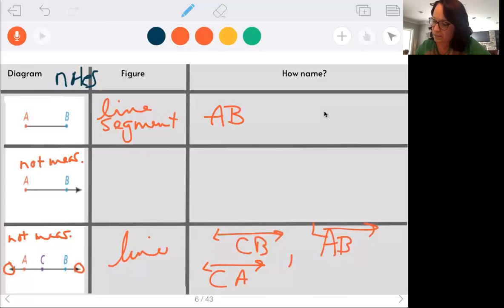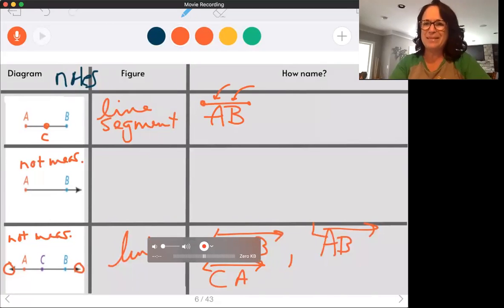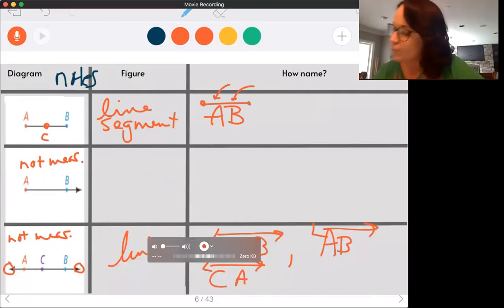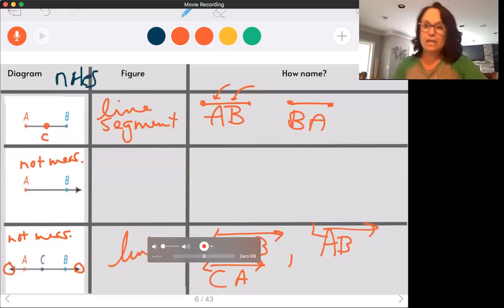So if there was a C in here, you can't pick C. You have to pick the endpoints. So you might even want to write yourself a little note and point at that and say endpoints. They can go in either order, and you have to put the segment symbol over the top. Or we could put B and A. So you pick the endpoints in either order with a segment symbol over the top of it.